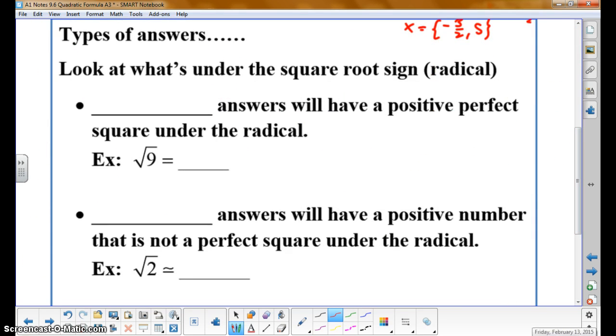Alright, so let's look for a second at the types of answers that we might get underneath, when we consider what goes underneath the radical.